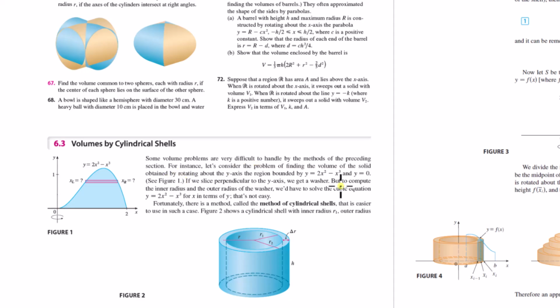But it's saying here, to compute the inner radius and the outer radius of the washer, we'd have to solve the cubic equation y is equal to 2x squared minus x cubed for x in terms of y. That's not easy. Yeah, so you need to get x as a function of y. That's the key, because y is the independent variable, so you want to plug in y and get x. Plug in y, get x. Get this outer radius and inner radius.